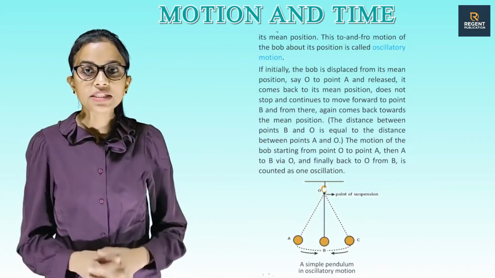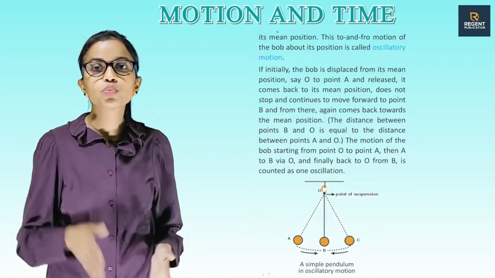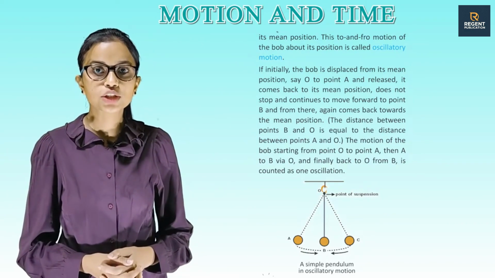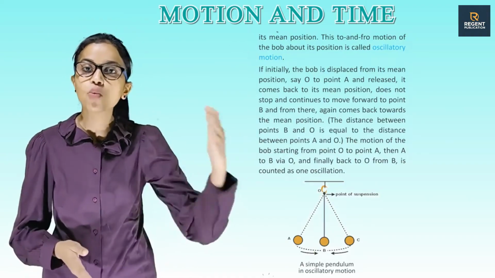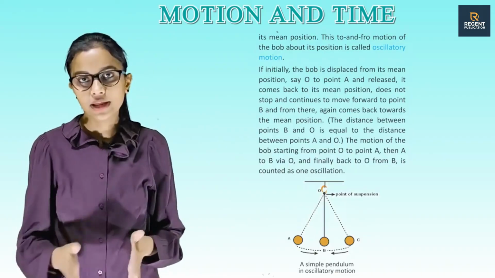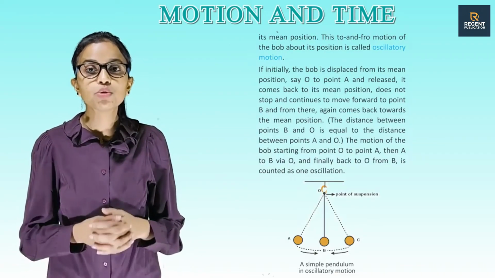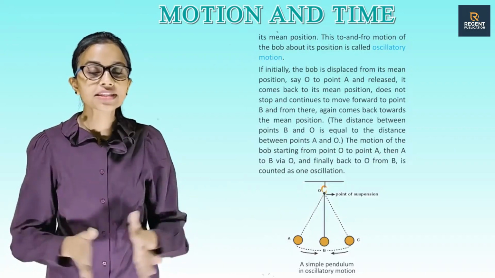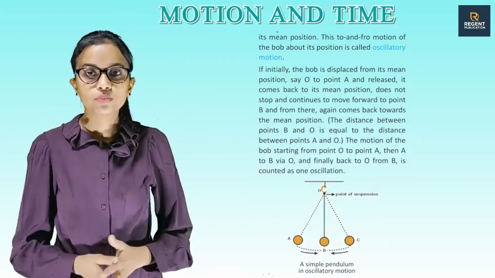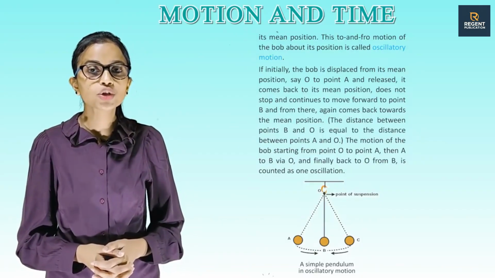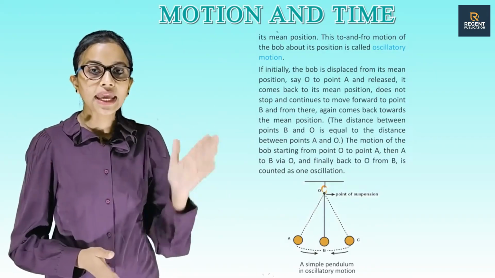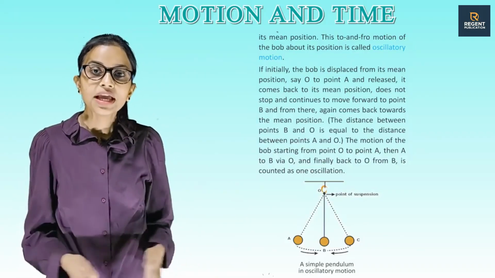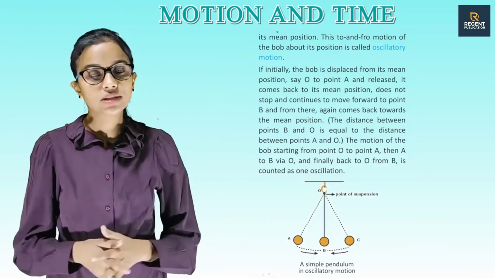If initially the bob is displaced from its mean position, say O, to point A and released, it comes back to its mean position, does not stop, and continues to move forward to point B. From there, it again comes back towards the mean position. The distance between points B and O is equal to the distance between points A and O. The motion of the bob starting from point O to point A, then A to B via O, and finally back to O from B is counted as one oscillation.